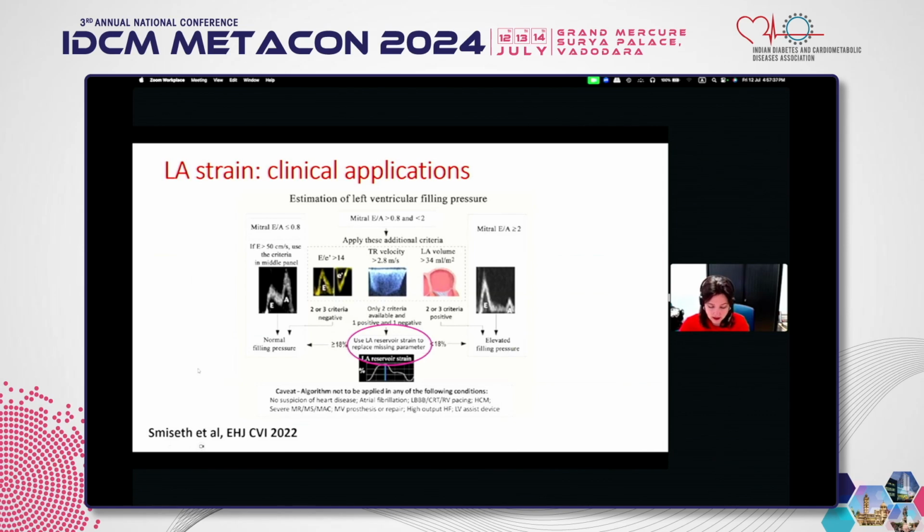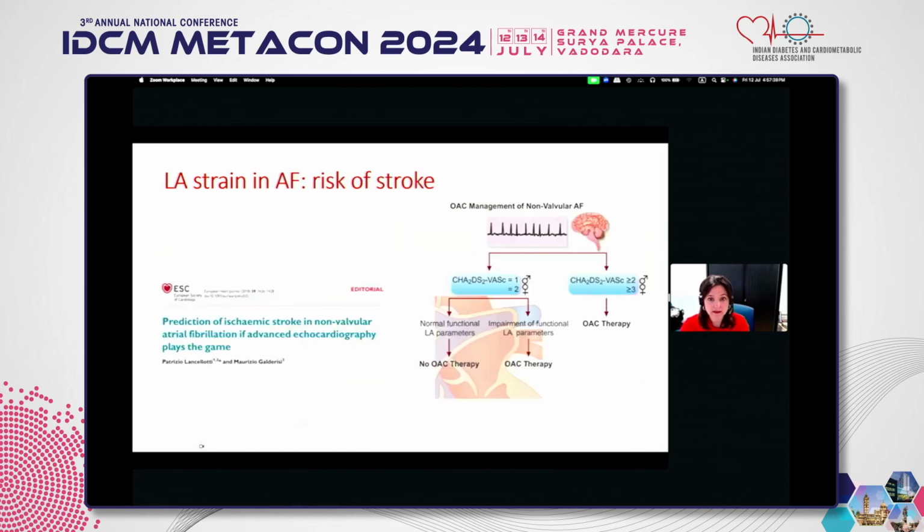So very, very useful in the clinical practice. And the other one, I think, is also the stratification of the risk of stroke. In some patients, they have idiopathic stroke. We still don't know why they had it, if they have maybe subclinical atrial fibrillation that we could not depict. But certainly the function of the left atrium could really help you in risk stratifying this patient.